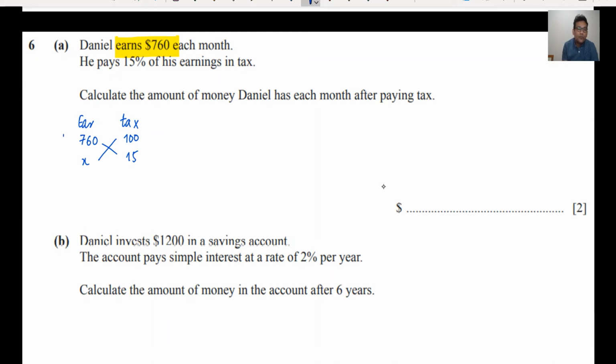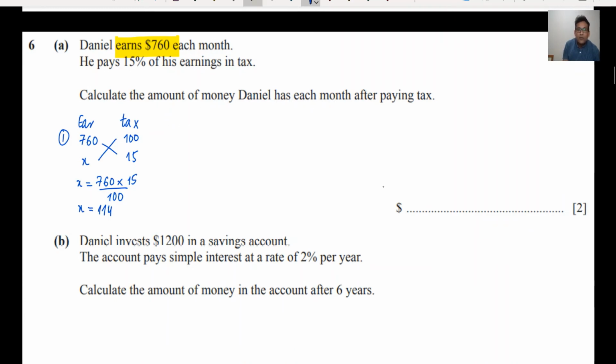This is the first method. Just like x equals 760 multiplied by 15 divided by 100. This is also a method, and you will get the answer when you do the calculation. The zeros cancel out, and you can get the answer. So it's coming 760 multiplied by... I just want to confirm, this is coming 114 dollars. This is method 1, because they did not ask to find the tax.